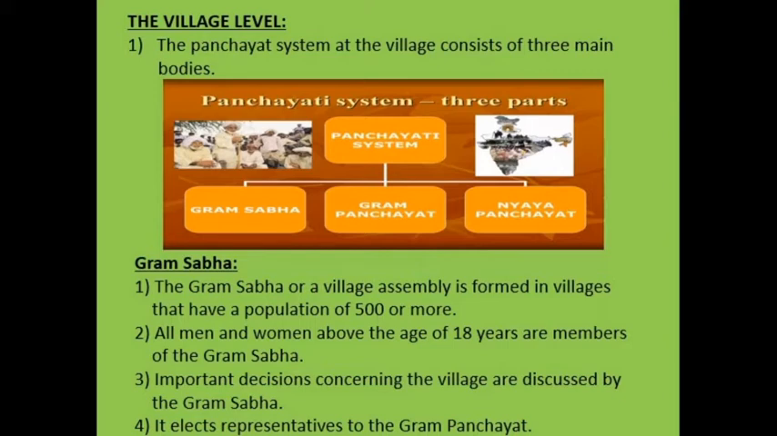Gram Sabha is formed in villages with a population of 500 and more. Can you become a member of the Gram Sabha if you belong to that village? No, not at all. All the adults, that is both men and women who are 18 and above, can become members of Gram Sabha. Children, do you know what is the age to vote in India? Yes, it is 18 and above. This is called Universal Adult Franchise.